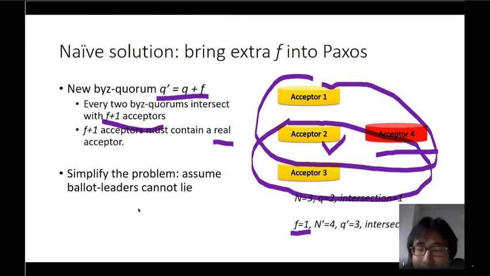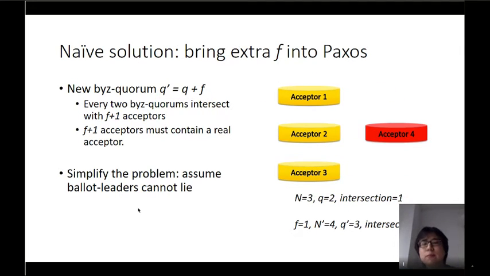Okay, so here you are saying that you have 4 acceptors in the system, right? Yes. Okay, 3 of them are real, 1 is fake. And then the quorum size is Q plus F, which is 3 here? Correct. So any 2 quorums will intersect by 2, and that would include at least 1 real acceptor. Yes. Okay.